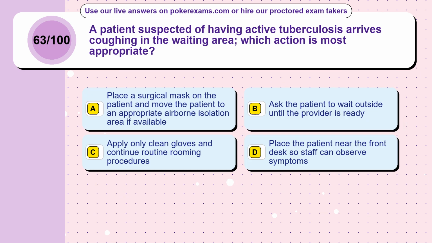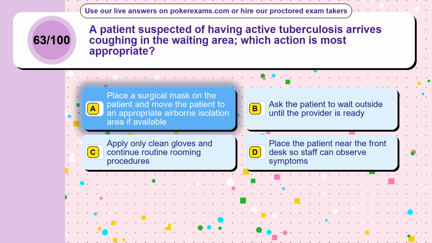Question 63. A patient suspected of having active tuberculosis arrives coughing in the waiting area. Which action is most appropriate? Option A. Place a surgical mask on the patient and move the patient to an appropriate airborne isolation area if available. Option B. Ask the patient to wait outside until the provider is ready. Option C. Apply only clean gloves and continue routine rooming procedures. Option D. Place the patient near the front desk so staff can observe symptoms. The correct answer is option A.